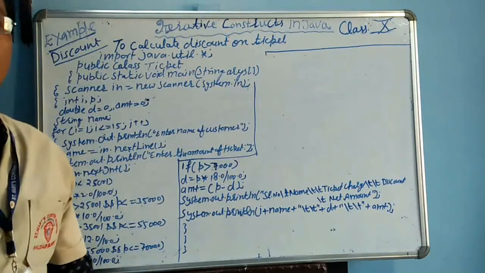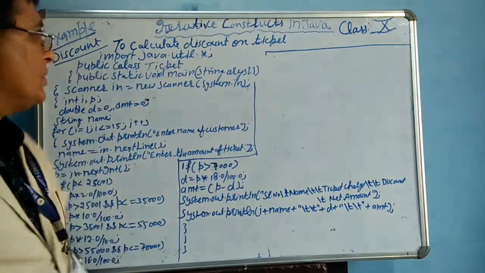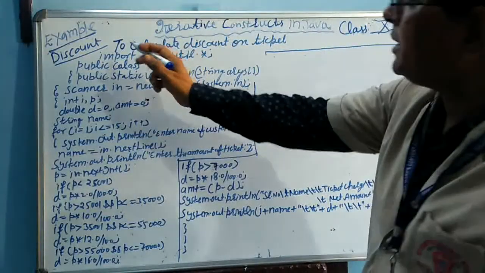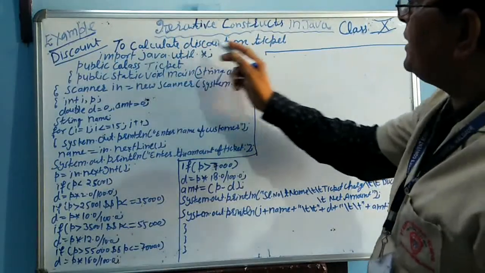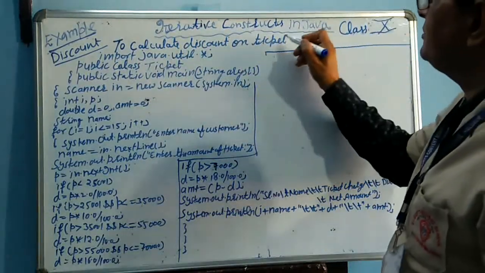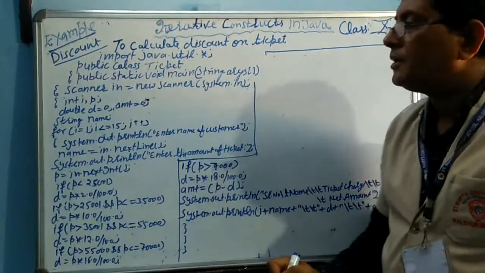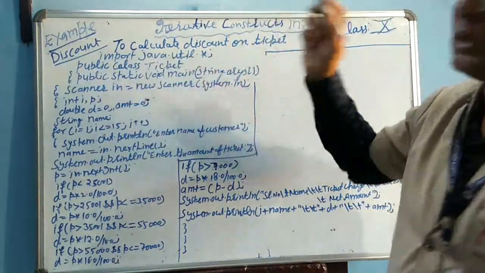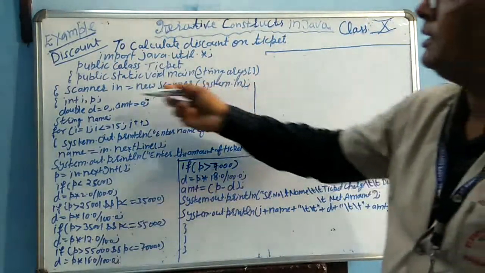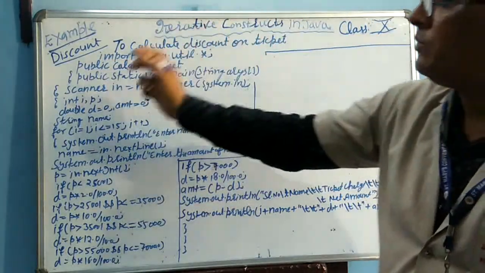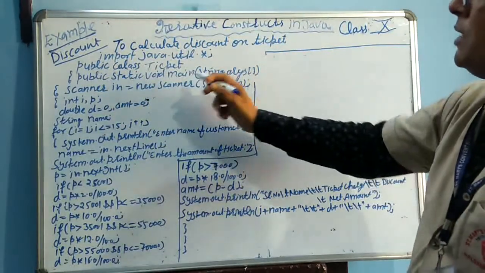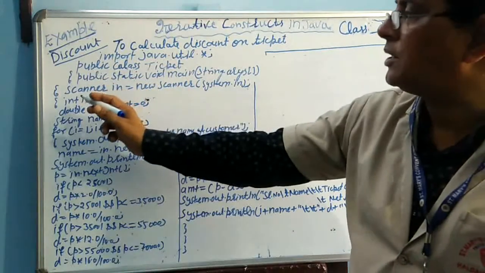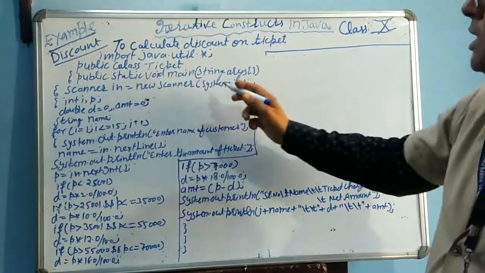So what we have to do? First of all, we have to write a comment to calculate discount on ticket. Next, we have to write import java.util.*, you know very well. Then we have to define the class. Then we have to use the main function, public static void main String args. After that you have to use the Scanner: Scanner in is equal to new Scanner(System.in).